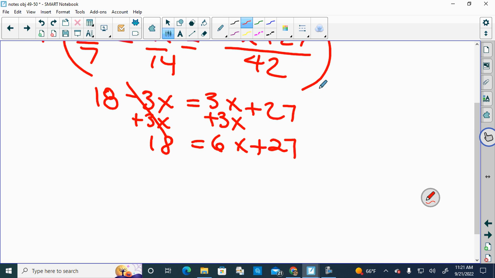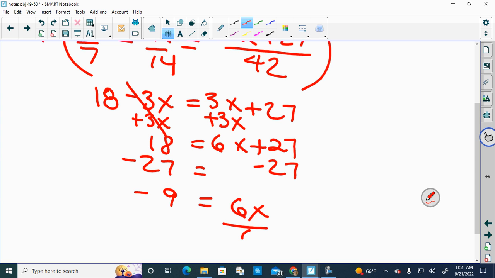Okay, so to get my x by itself, I got a what? Nope, that's always your last step. Subtract. So to get the x by itself, now I have 6x equals a negative 9. Okay, now my last step is to divide by 6. Okay, so divide by 6, divide by 6.